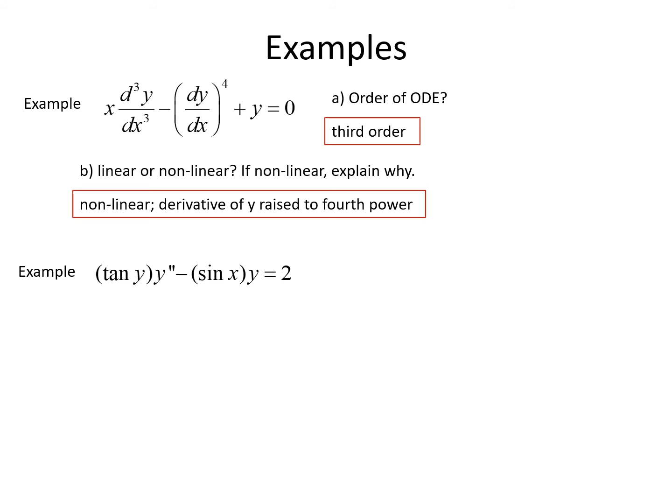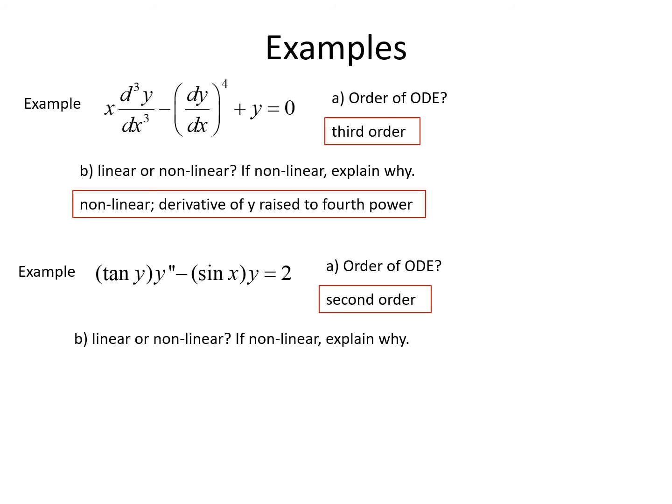Let's look at the second example. The tangent of y times y double prime minus the sine of x times y is equal to 2. And again, we want to find the order of the ODE and determine if it's linear or nonlinear. If it's nonlinear, we want to explain why. All right, so the order of the ODE, we're looking for the highest derivative that's there. So for this example, the highest derivative we see is the second derivative. So this will be a second order ODE.